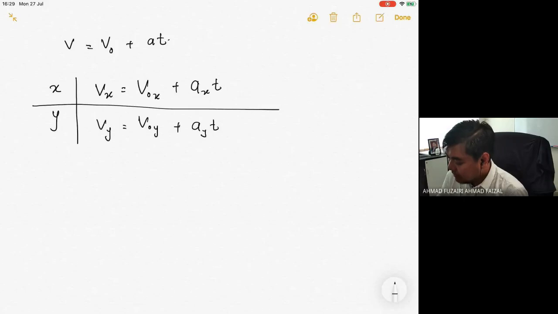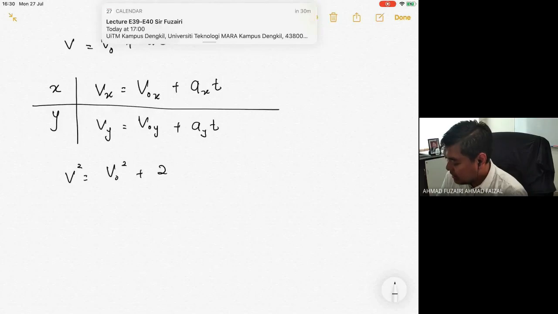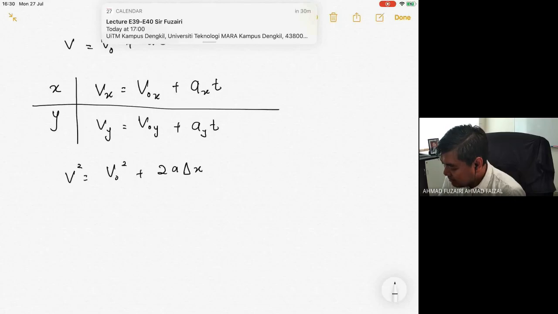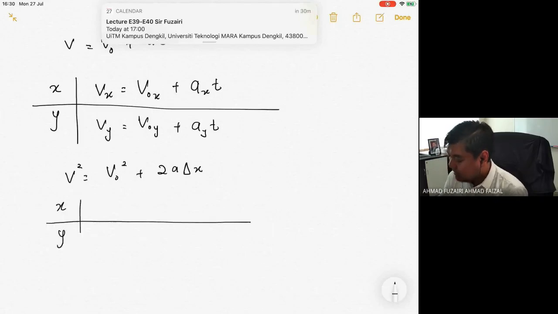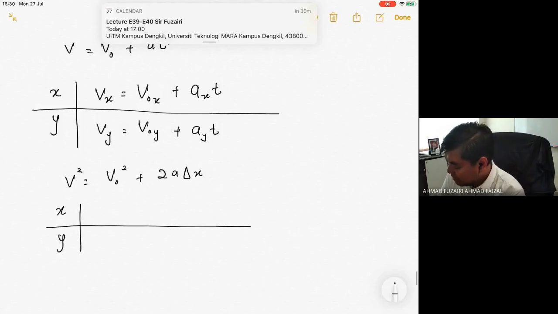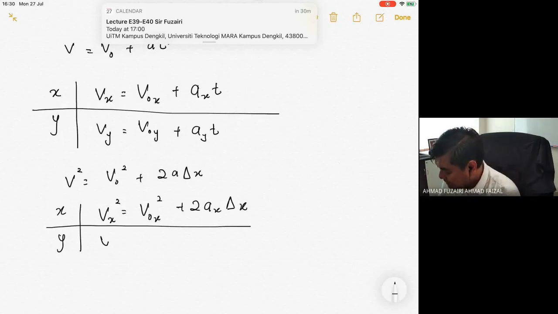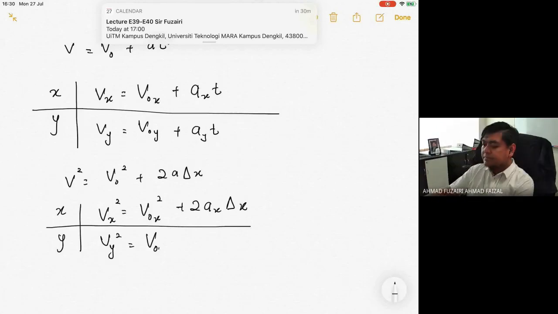How about equation number two? V square equals V naught square plus 2a delta x, for example. In terms of x and y, what would it be? This one should be Vx square equals V naught x square plus 2Ax delta x. And for y, Vy square equals V naught y square plus 2Ay delta y.